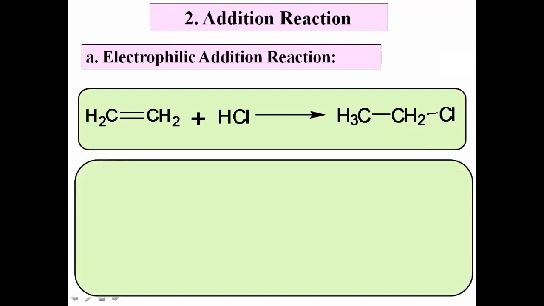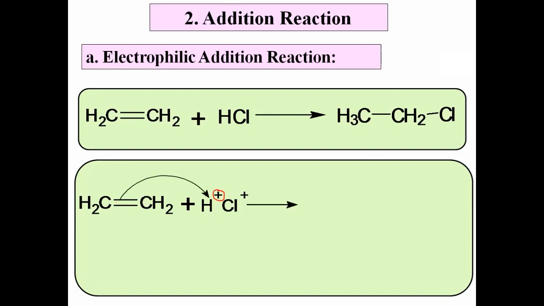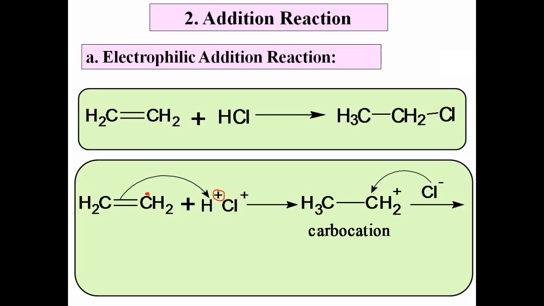This reaction takes place in two steps. What is the first step? This is our starting molecule, the ethene molecule. In the first step, the pi bond between the two carbons undergoes breaking, and there is formation of a new bond between one carbon and hydrogen. The second carbon now acquires a positive charge, and we get the intermediate called a carbocation. Now this carbocation combines with Cl minus, which forms a bond with the positively charged carbon, and we get ethyl chloride. This is the simple mechanism of this addition reaction.